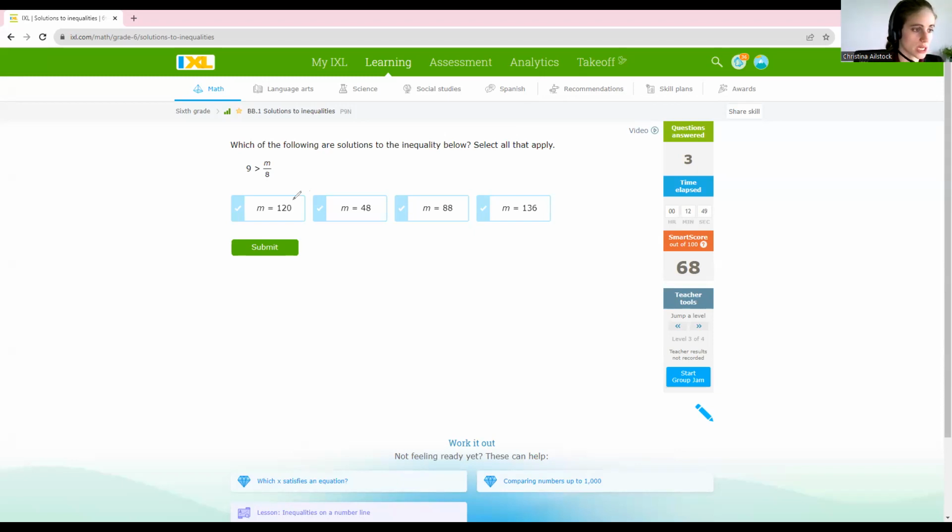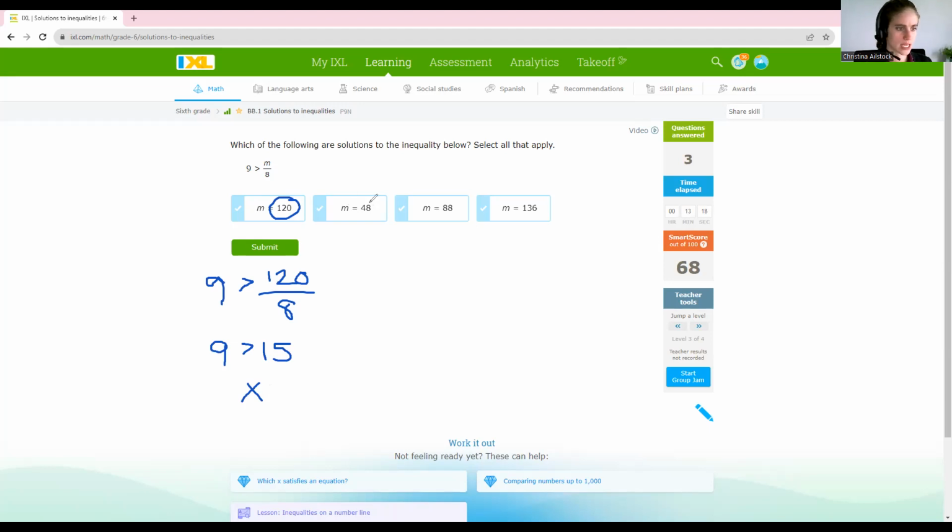If we look at our first one here, we have 120. So 9 is greater than 120 divided by 8. I'm choosing to use my calculator. You do have permission to do that if you want, or you can do it by hand. But 120 divided by 8 is 15. So this says 9 is greater than 15. Well, that's not true. So the first one does not work.